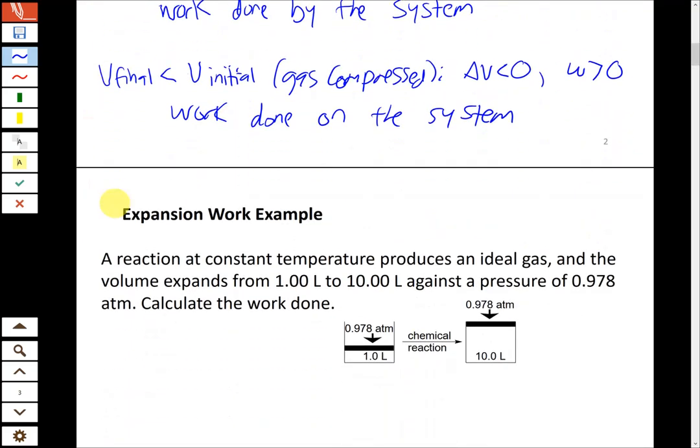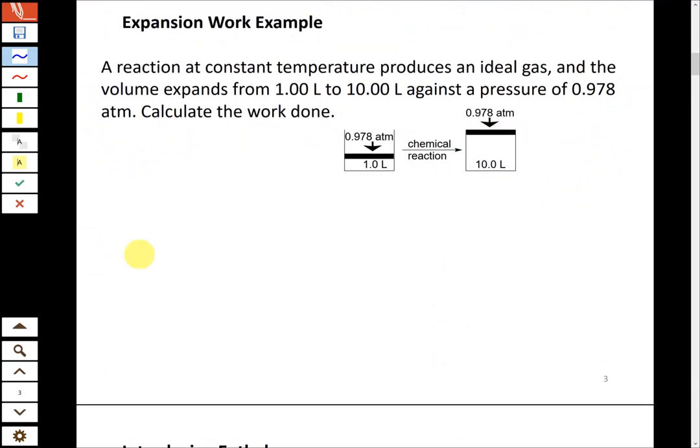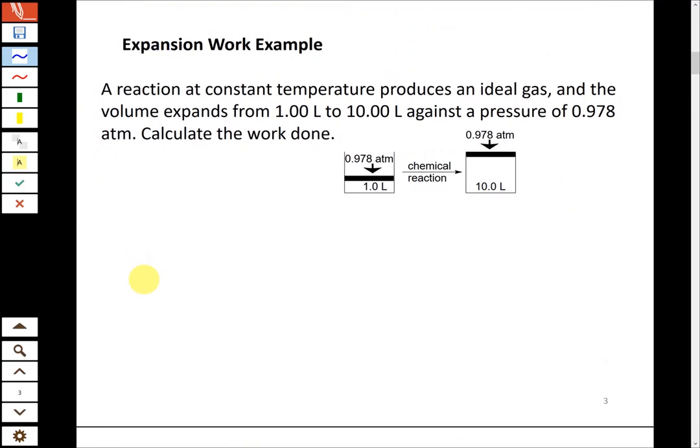So let's just do one simple example problem. So we have a reaction at constant temperature that produces an ideal gas. We'll talk more about what ideal means in the next chapter, but it's just a gas. And the volume expands from 1 to 10 liters against a constant pressure of 0.978 atmospheres. Calculate the work done. All right, so this is the situation.